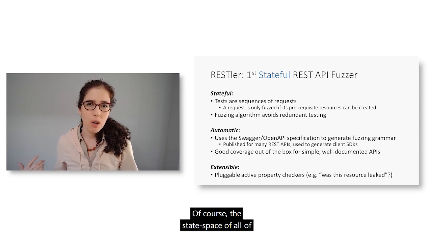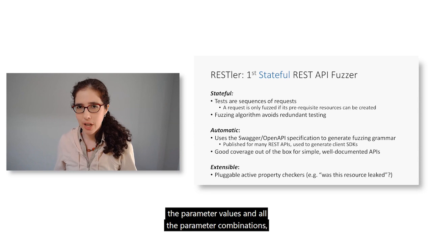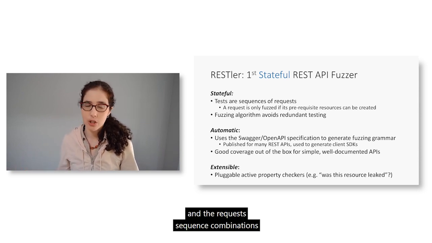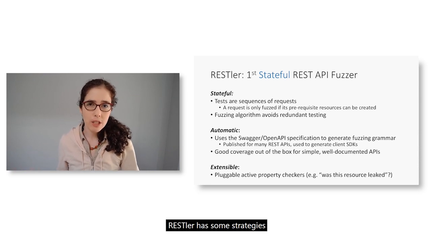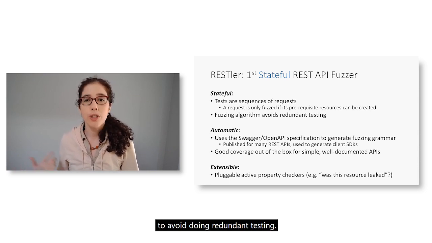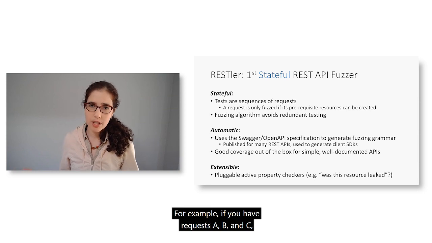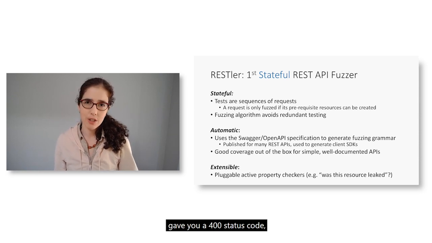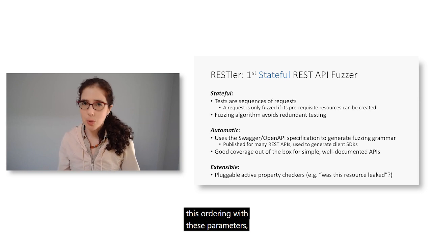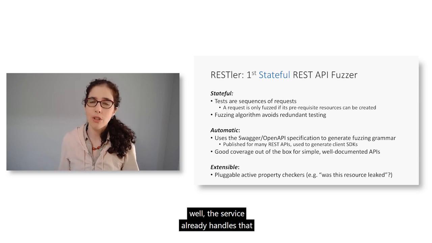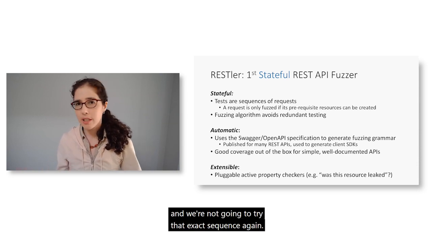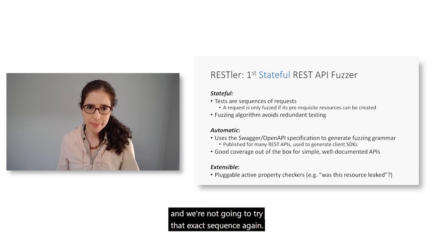And of course, the state space of all of the parameter values and all of the parameter combinations and the request sequence combinations can be pretty huge. So RESTler has some strategies to avoid doing redundant testing. For example, if you have requests A, B, and C, and a particular ordering of them gave you a 400 status code, then RESTler knows that the service already handles this ordering with these parameters with a valid error handling response, and we're not going to try that exact sequence again.